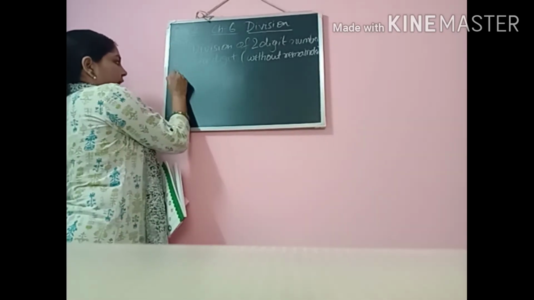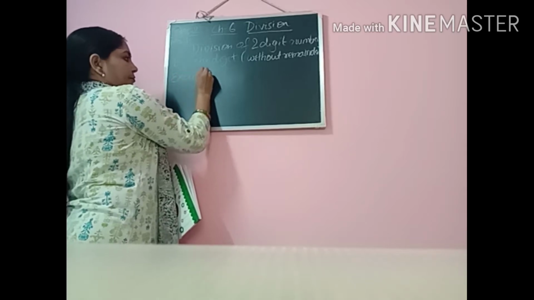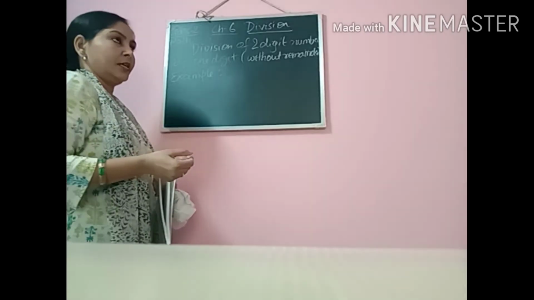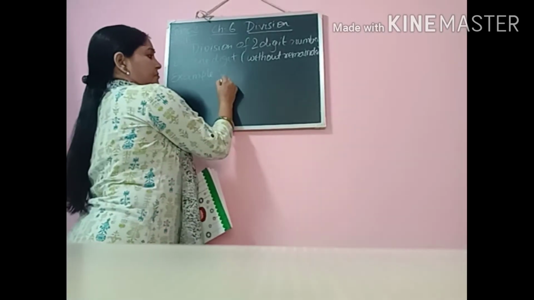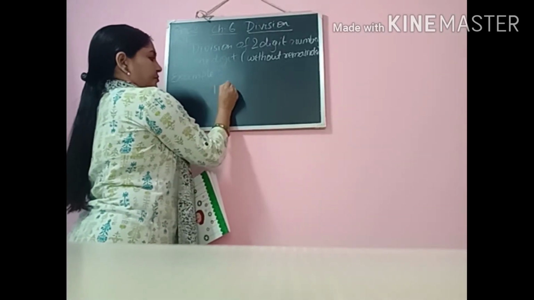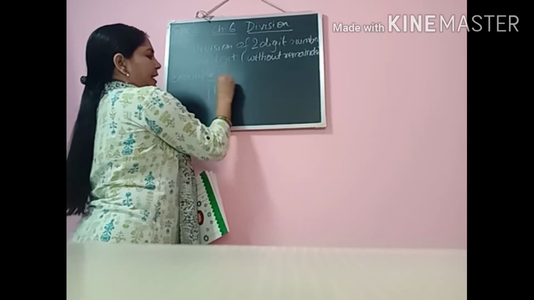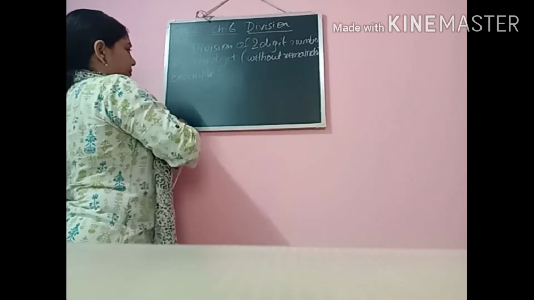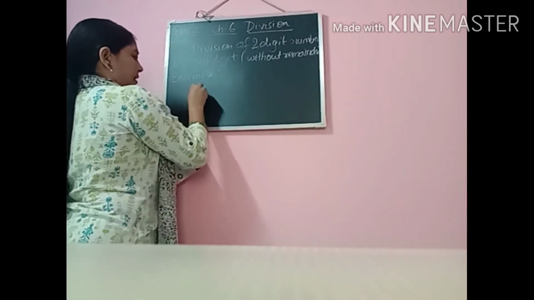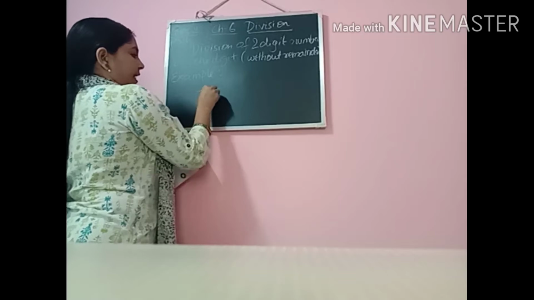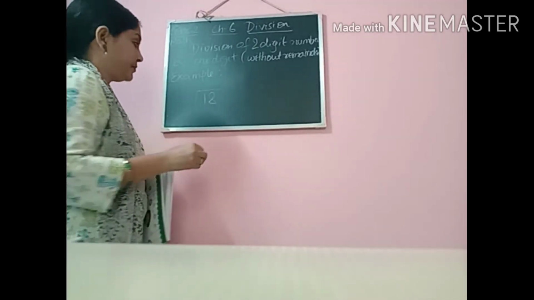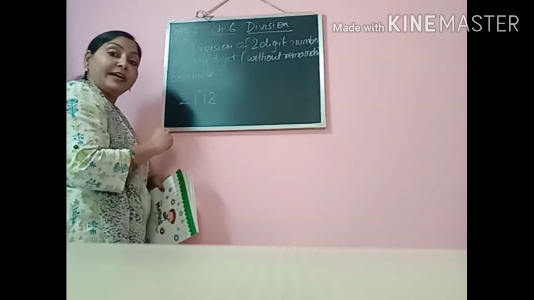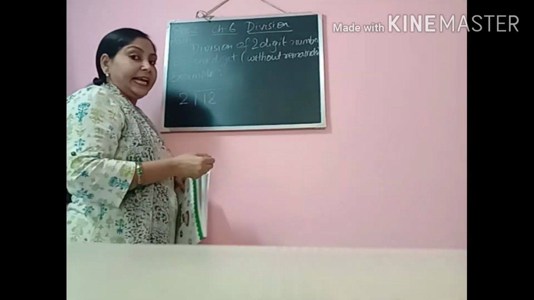I'll give you an example from my side. Let's take 18 divided by 2. Write it down here. Now 18 is the dividend. Over here 2 is the divisor. Now we are dividing 18 by 2.